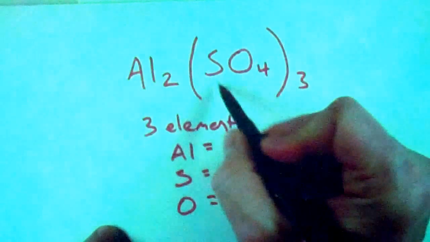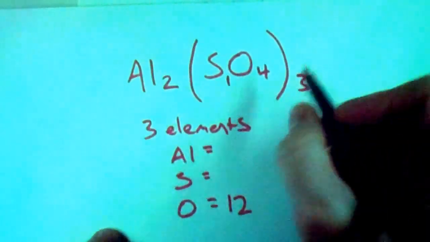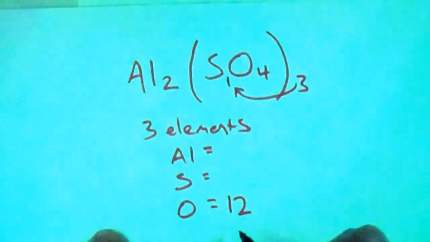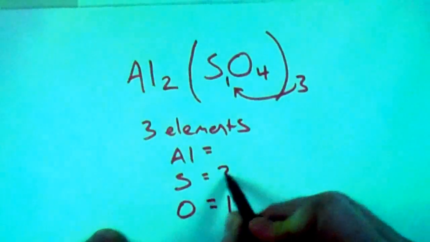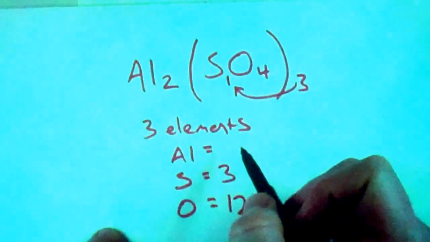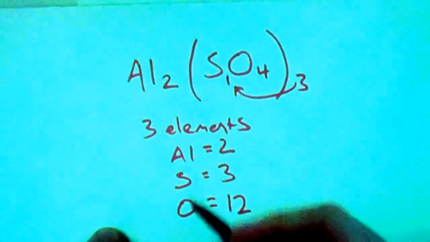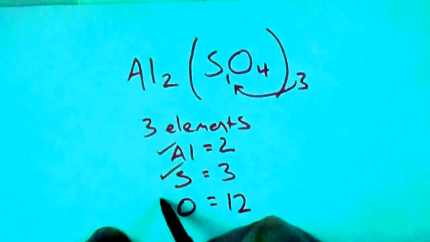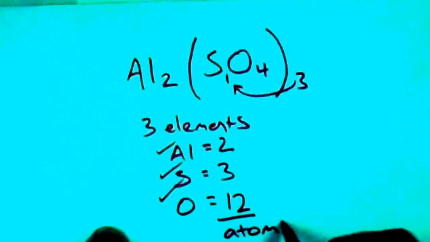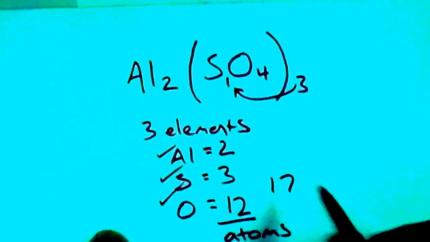And now there's no subscript here, so what's implied? 1. There's an implied 1. And now when I distribute my 3 over to the 1, I have to multiply. So how many S's do I have? 3. Now do I swing that all the way over here? No, it never leaves the parentheses. So how many Als do I have? 2. So you told me I have 3 elements. Over here gives me my atoms. So how many atoms total do I have? 17.